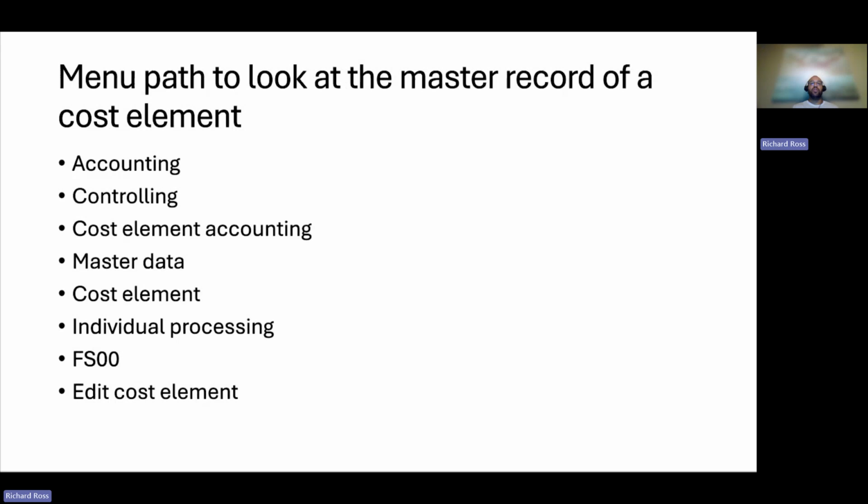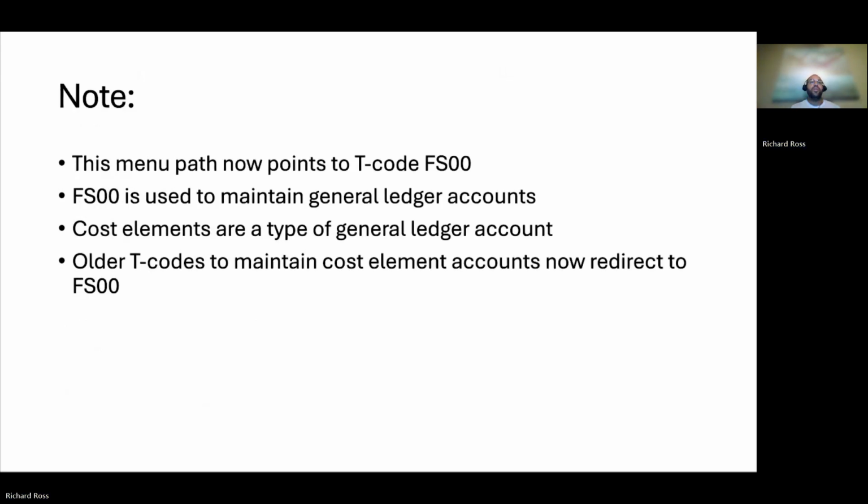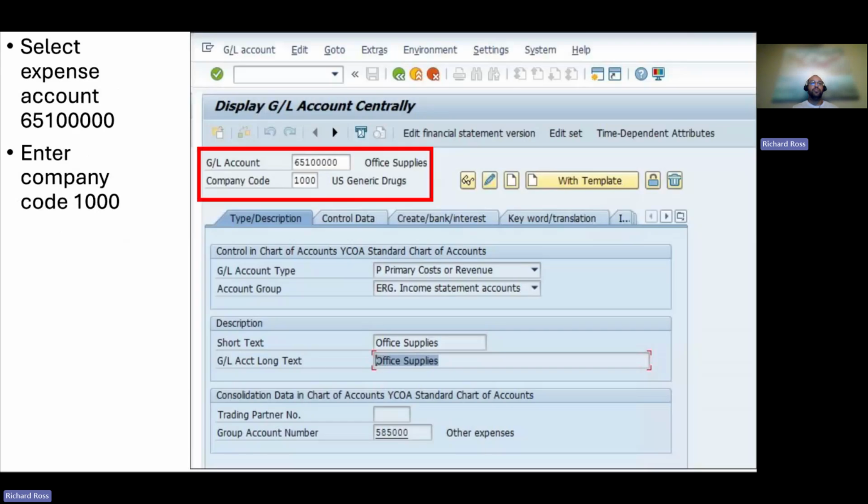Menu path to look at master record of a cost element. Accounting, controlling, cost element accounting, master data, cost element, individual processing, FS00, edit cost element. This menu path now points to T code FS00. FS00 is used to maintain general ledger accounts. Cost elements are a type of general ledger account. Older T codes to maintain cost element accounts now redirect to FS00.